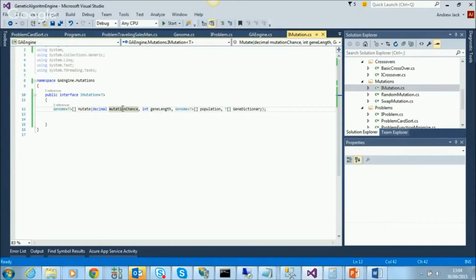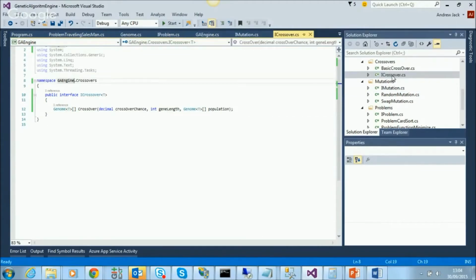So if, like we said earlier, a high mutation may result in a lot of problems, a too low mutation may result in a stale population. We've also got a crossover, which has a crossover chance. So we're also saying, what is the chance of any two genes crossing over? Typically, that would be higher than the mutation chance because it happens naturally in evolution with a relatively high frequency.